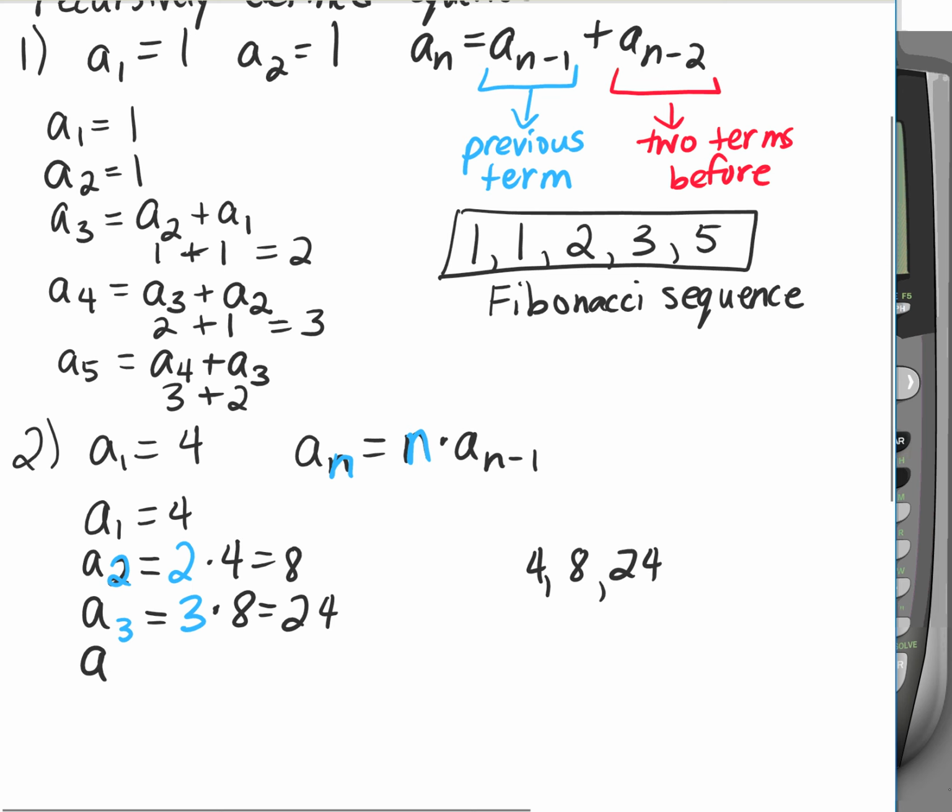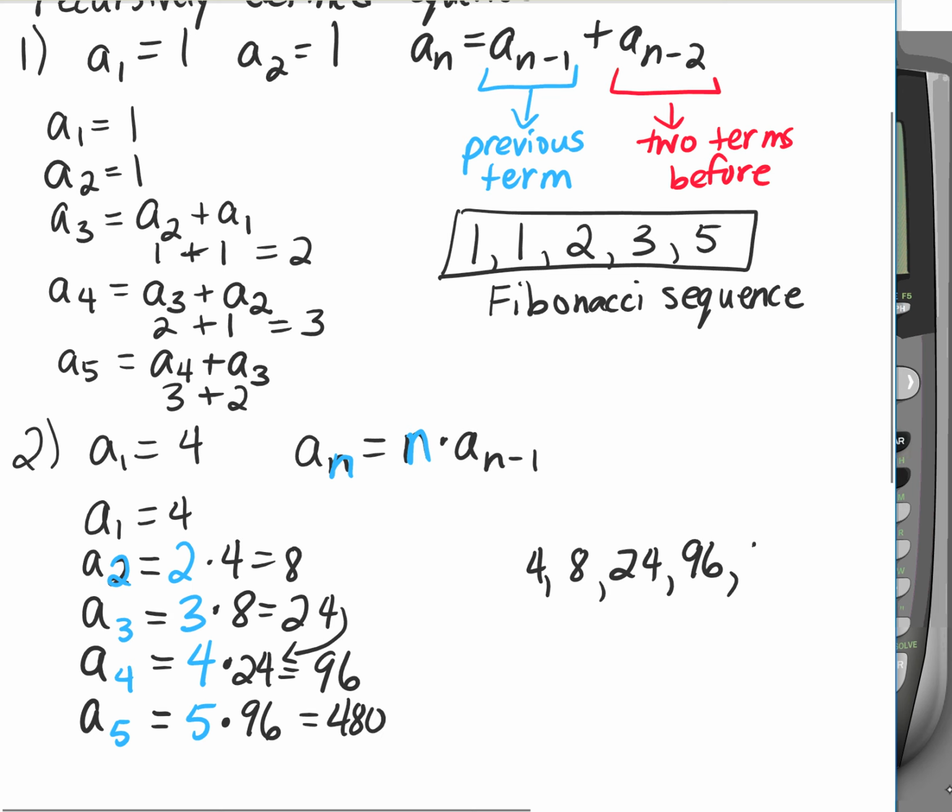And you keep going with this process until you're at the number of terms that you've been asked to find. So a4, since our n value is 4, that will change to 4. And then we're going to pull down our previous term of 24 to get 96. And then one more term, a5, is equal to n, which is 5, times a sub n minus 1, so our previous term, which is 96, and that gives us 480. And then we have our 5 terms, so we're going to stop there.